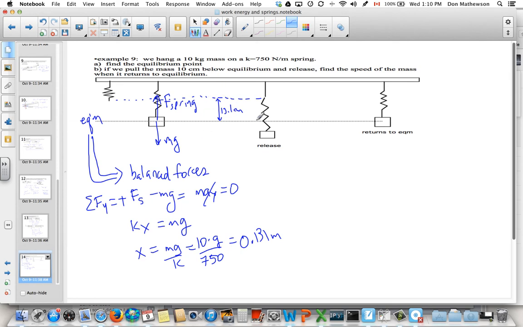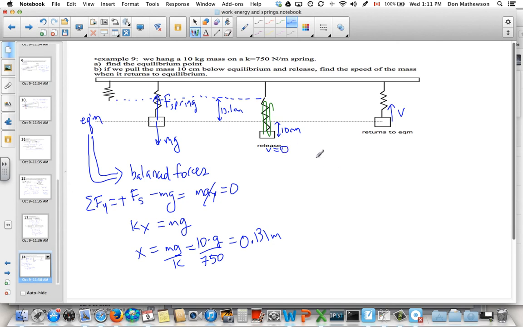So that's sort of the first part of the problem. Now in the second part of the problem, we're going to pull the spring down another 10 centimeters. We're going to let it go, so it's going to start at rest. And then we want to know when it gets back to this point, how quickly is it going to be moving? So this mass, if you release it down here, is going to oscillate. It's going to go up and down like that. And so when it reaches the equilibrium point, now it will be moving.